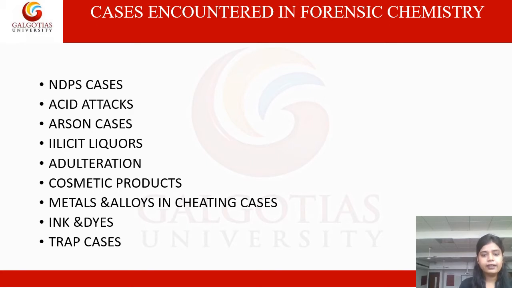Then there are illicit or illegal liquors, cases of food adulteration, cosmetic products, sometimes metals and alloys in cheating cases, inks and dyes, and also a major portion is of trap cases, in which we use a particular chemical, phenolphthalein, which helps in bribery cases.